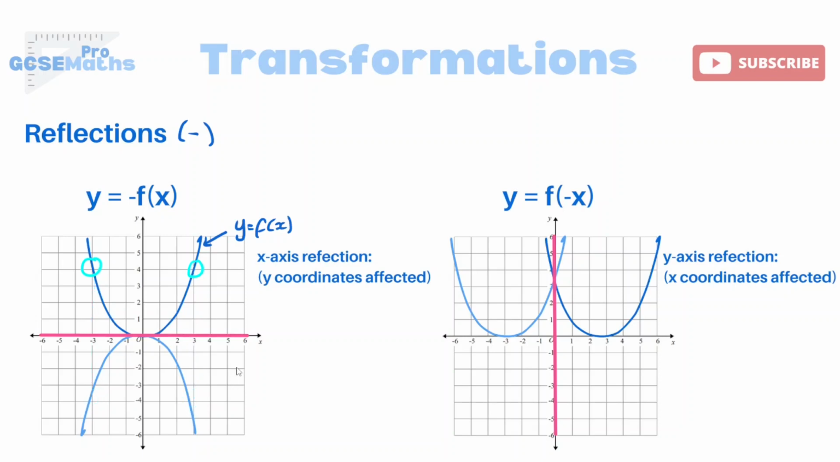Just remember, one is a reflection in the x-axis, therefore the y coordinates are affected. One is a reflection in the y-axis, therefore the x coordinates are affected. Okay, so that's reflections.